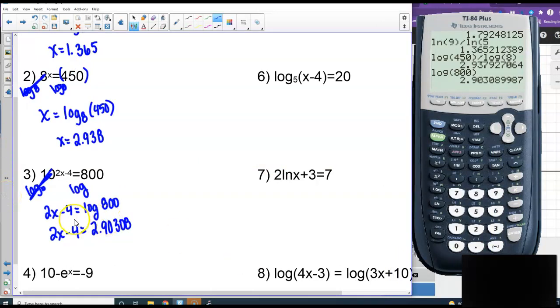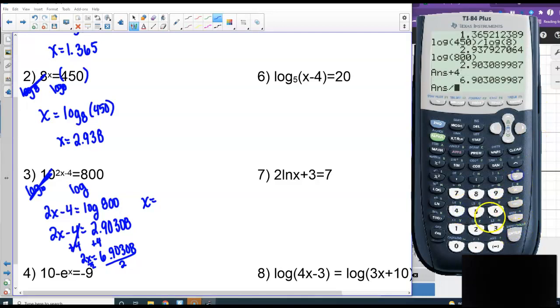All right, so now we're down to a simple equation. So Wesley, what will we do next to solve this equation? Perfect. So we'll divide by 2 there. And so x will equal, so I'm going to add my 4, divide by 2, and I get 3.452 if I round that off.